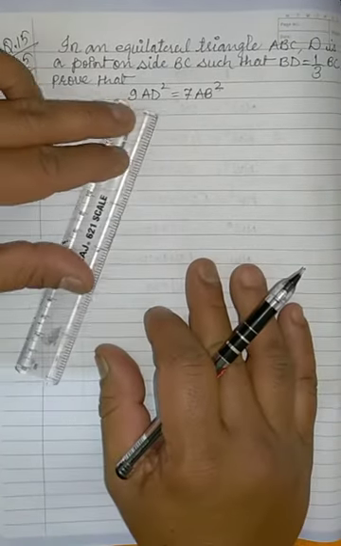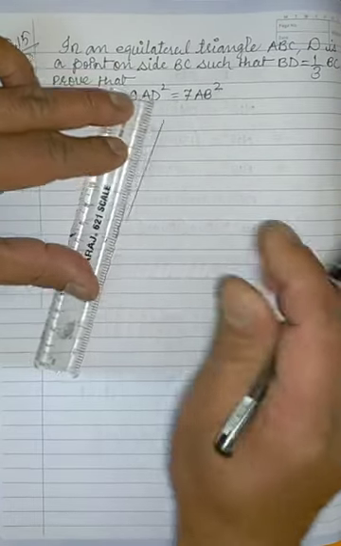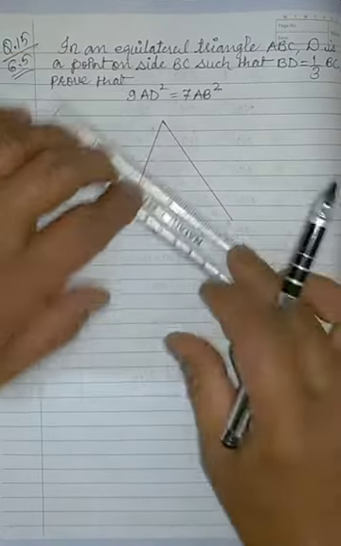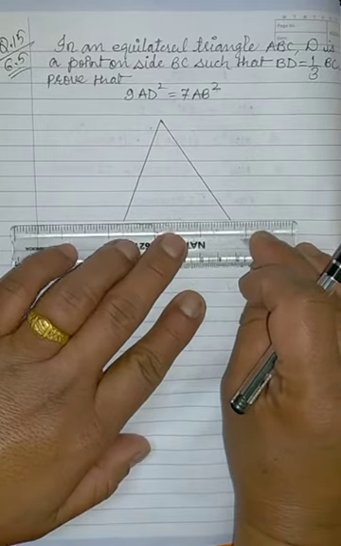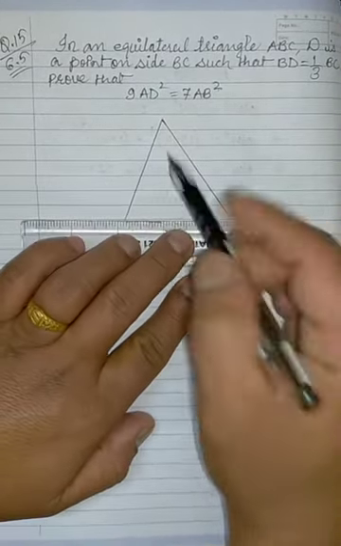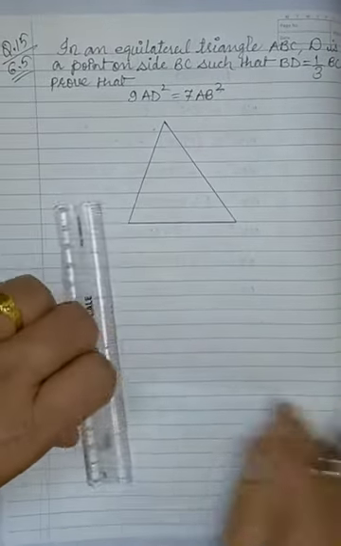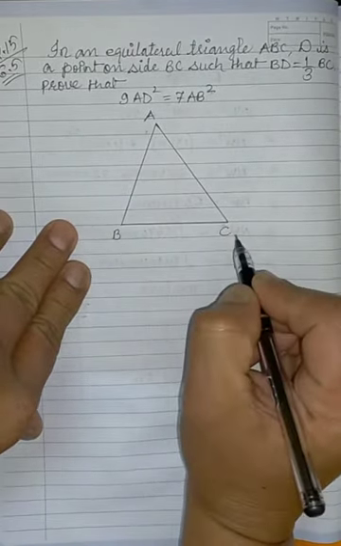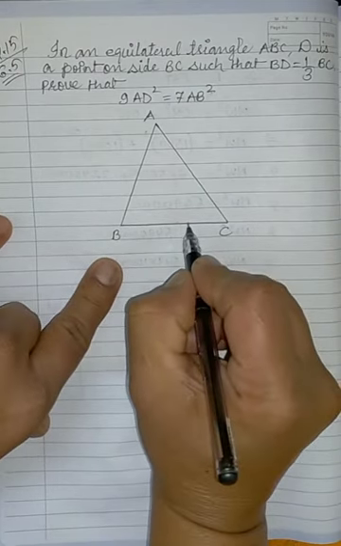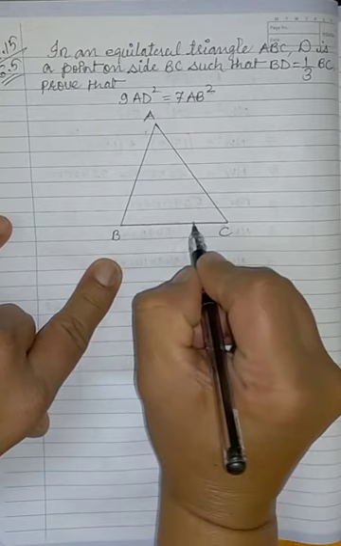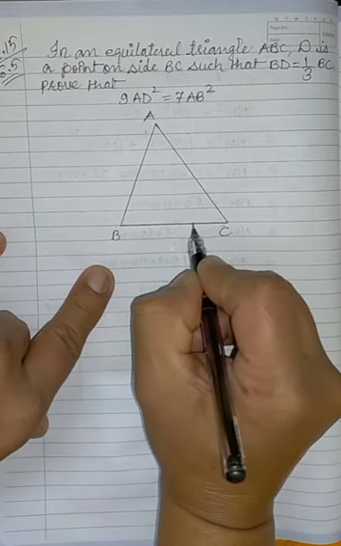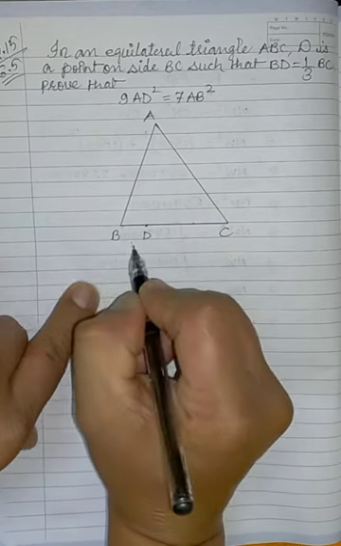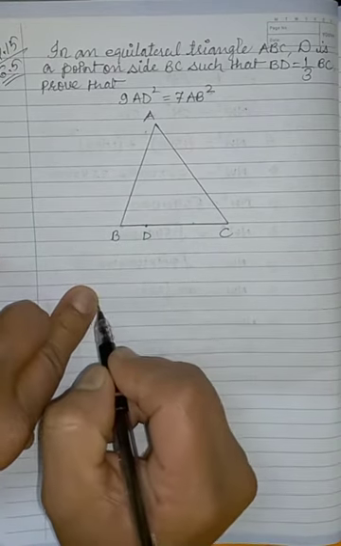So let us draw the figure for this. So we have an equilateral triangle ABC, and we have a point here, D, such that BD is equal to 1/3 of BC.